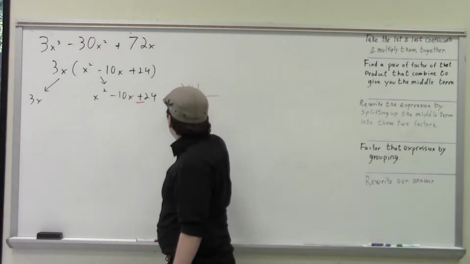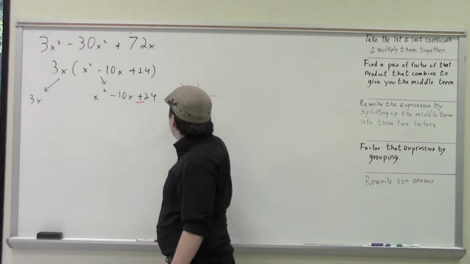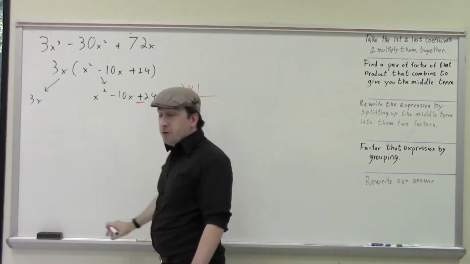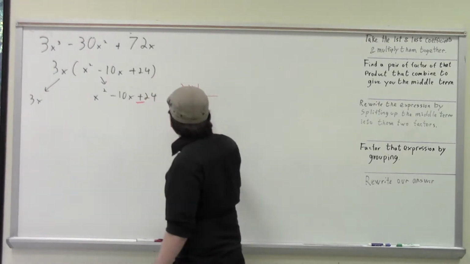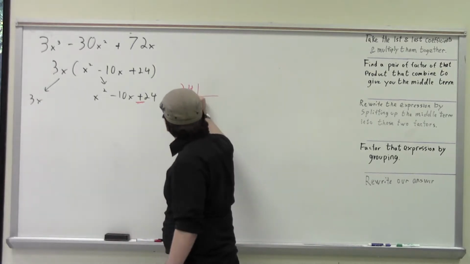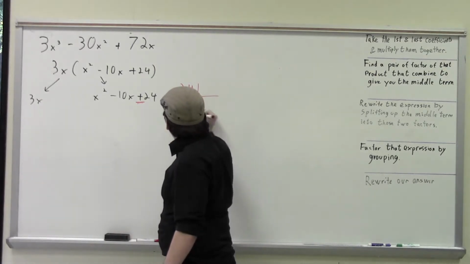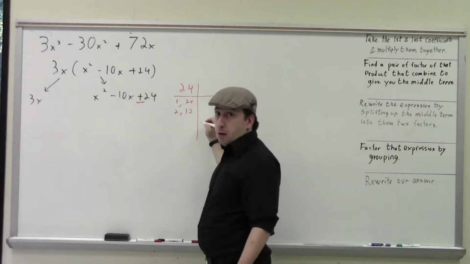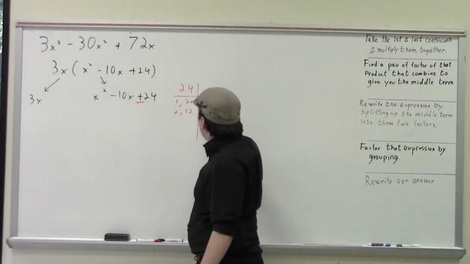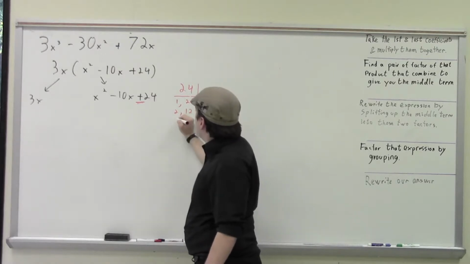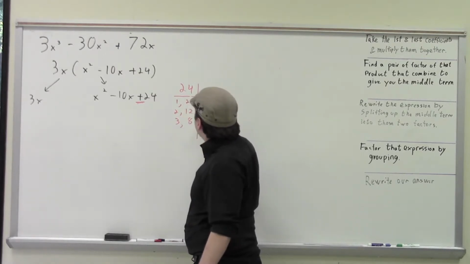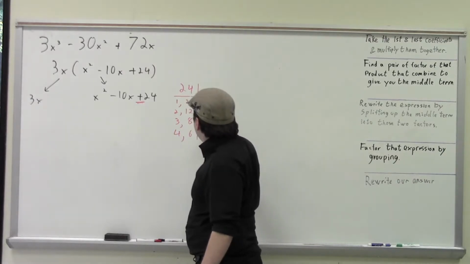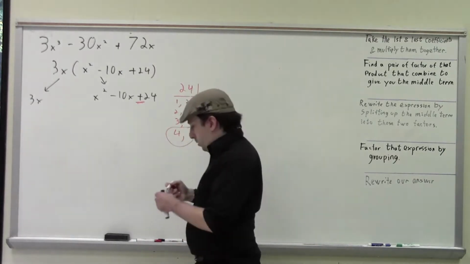Right? So 1 and 12 is not going to work. 1 and 24. Two and 12 would work if we were subtracting, but we're not. We're adding. Okay, remember 2 plus 12 is 14. Okay, 3 and 8 give me 11, and 4 and 6 gives me 10. That's what I want.